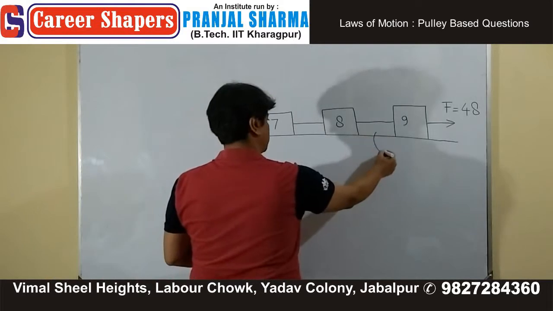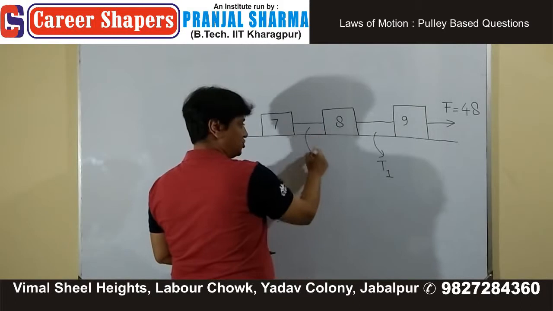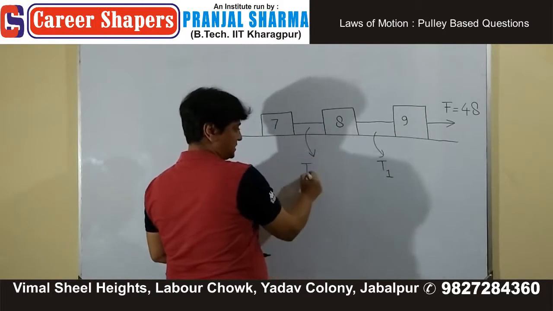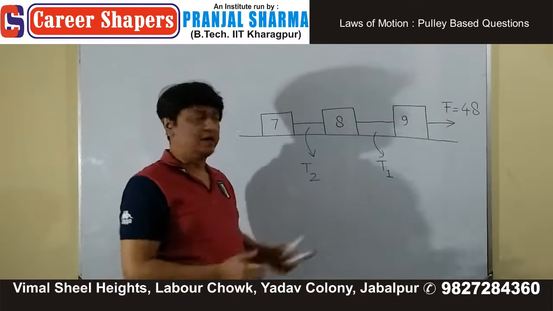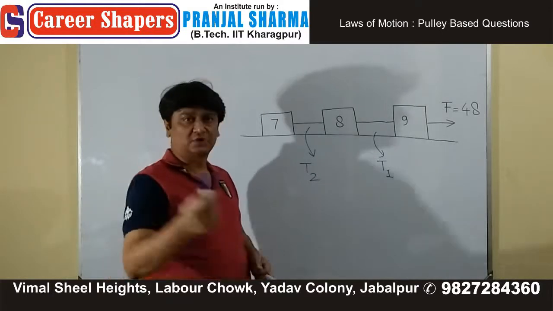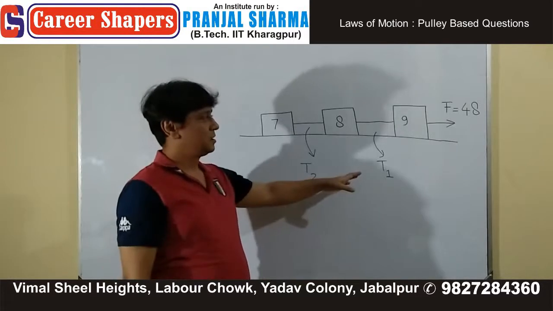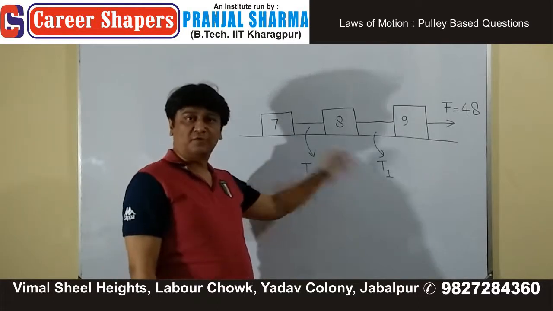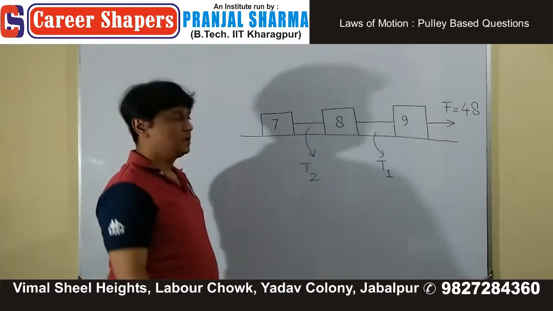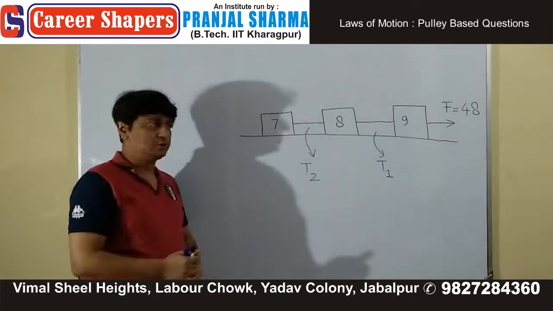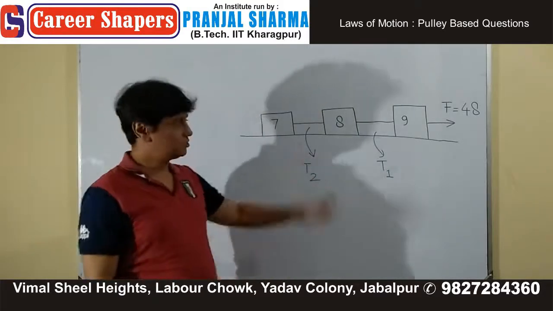Tension force in this rope is T1, tension force in this rope is T2. Find out T1 and T2 in just 20 seconds. I mean, do it fast. You don't have to draw complete free body diagrams and all. The shortcuts which we use, with the help of those shortcuts, answer T1 and T2 in just 20 seconds.